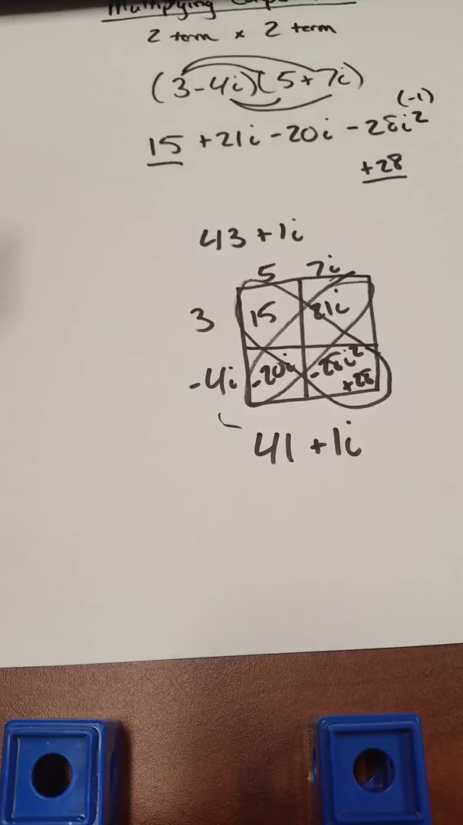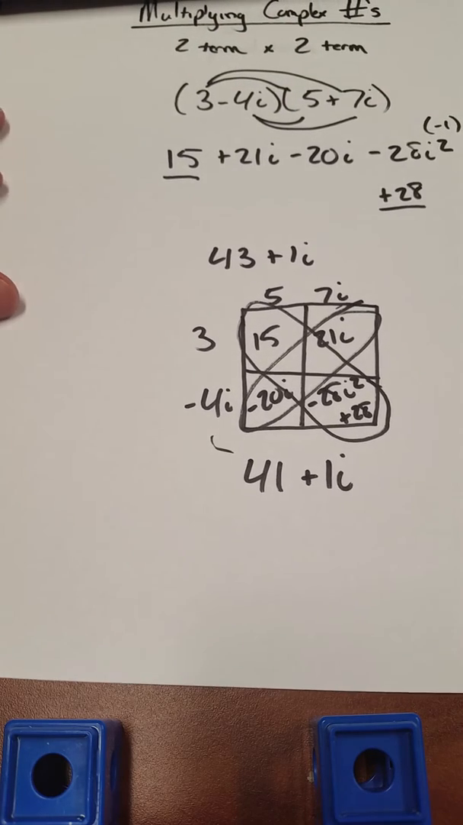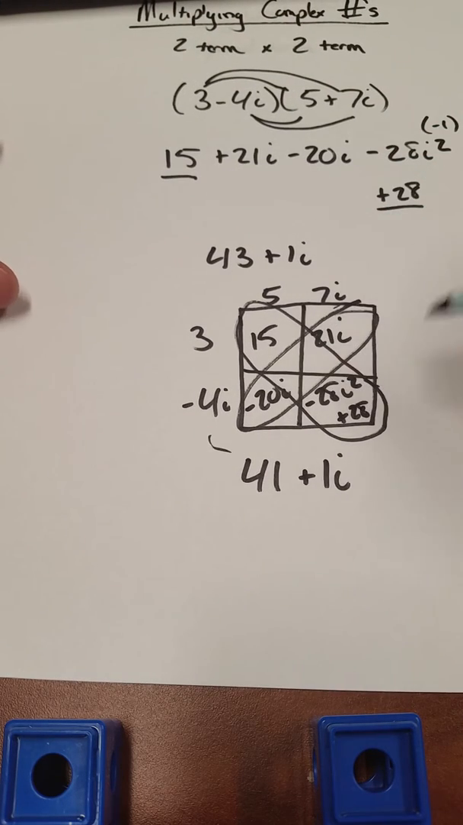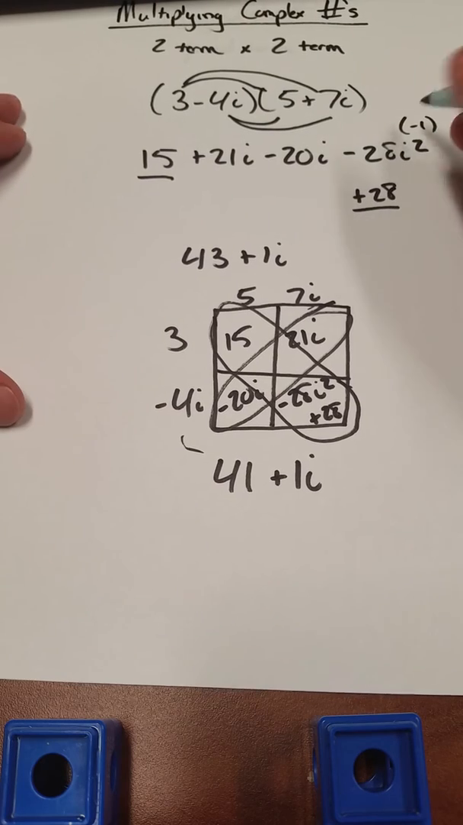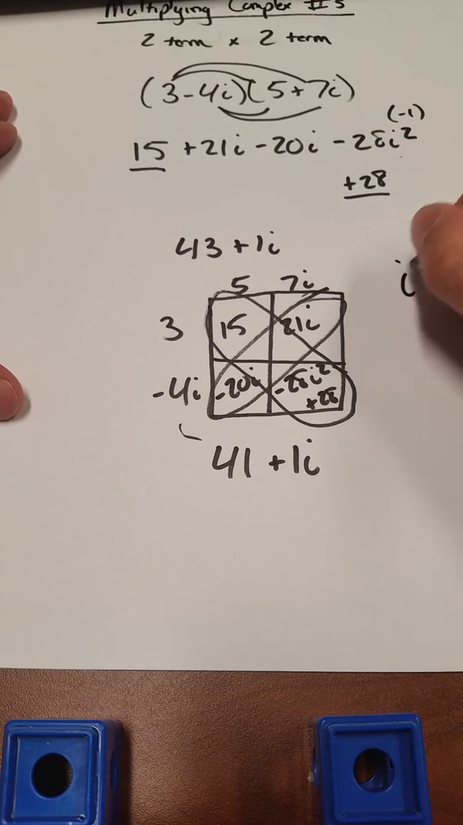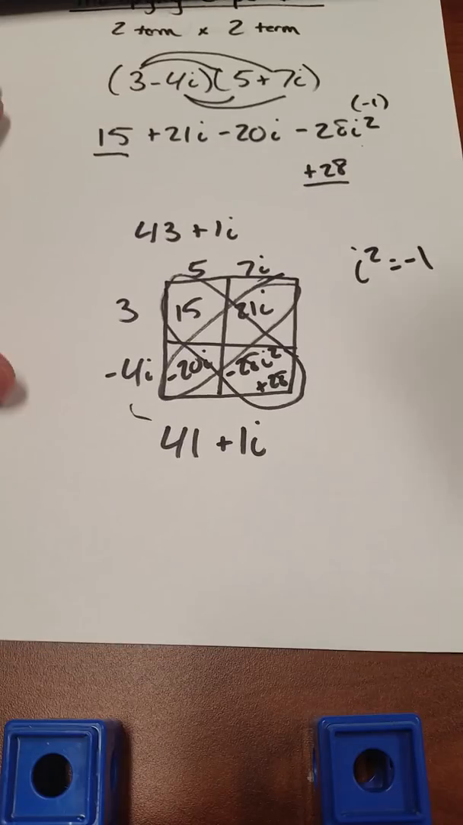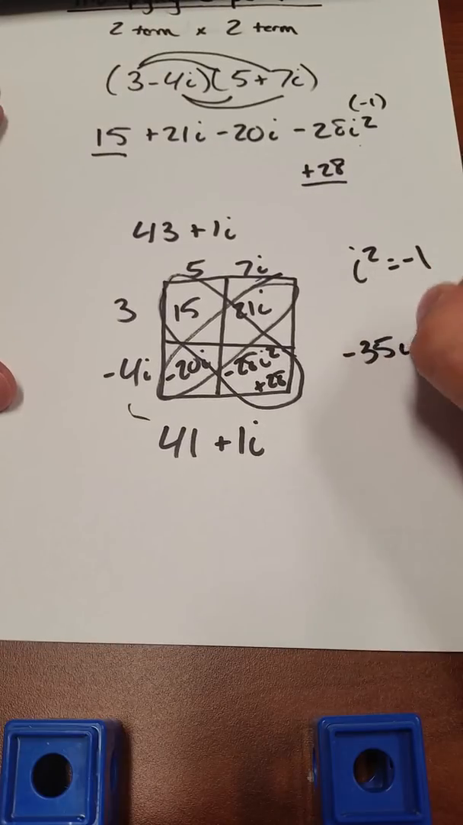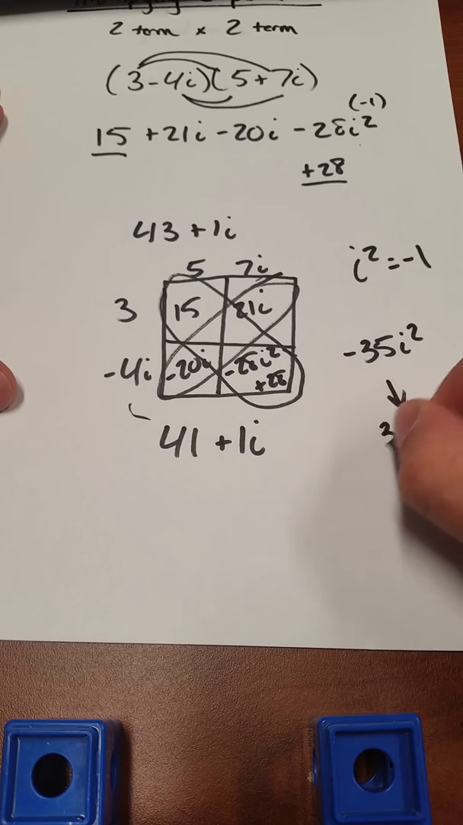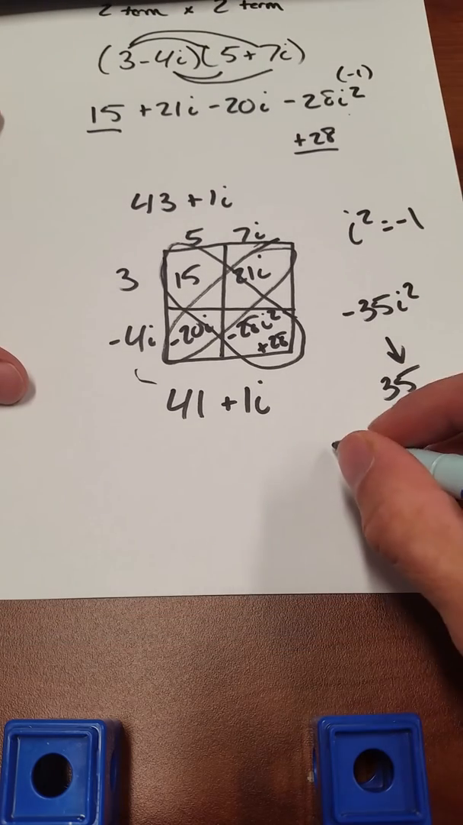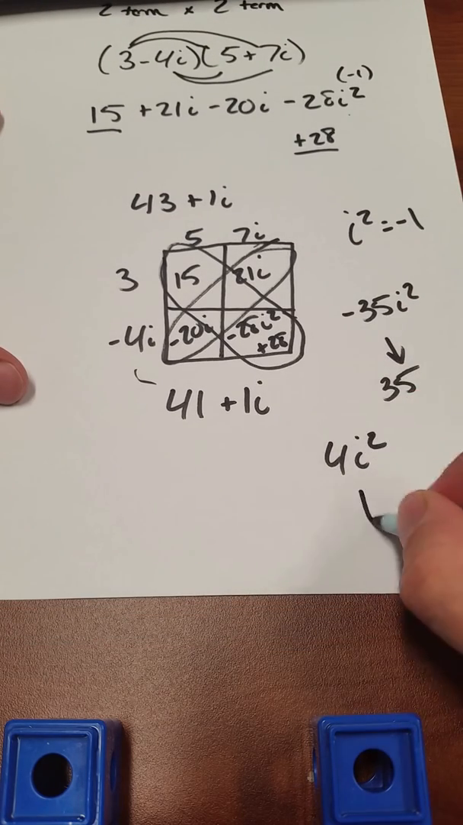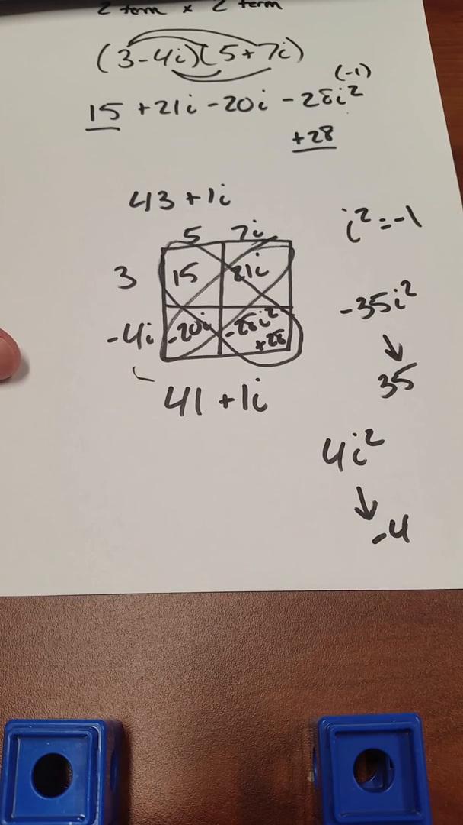So I hope that helped you understand how to multiply complex numbers. Remember, you can do the full method or the box method. Just make sure that your i squared is always turning into a negative 1, which means it's changing the sign. So a negative 35i squared turns into positive 35, and a positive 4i squared turns into a negative 4. Okay?